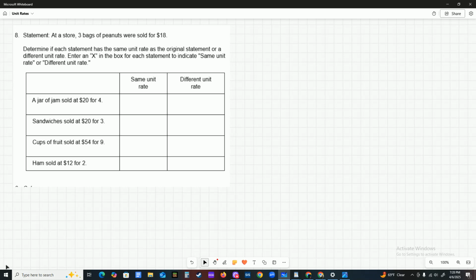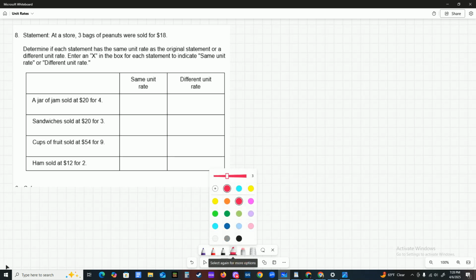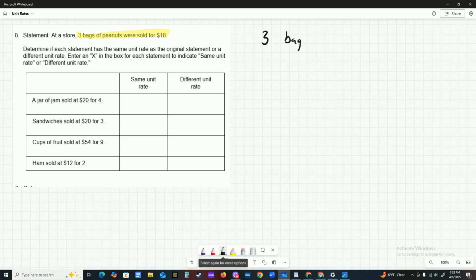Here we have a unit rate problem. So first, let's read it. Statement. At a store, 3 bags of peanuts cost $18. So it's already relevant information we can highlight right there. 3 bags of peanuts cost $18. All right. So let's write that. 3 bags for 18 bucks.